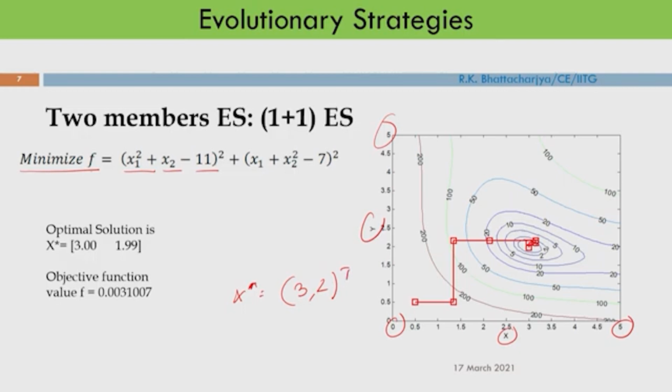Okay. So, this is the solution, and I have applied 1 plus 1 ES, and I got this solution, that is 3 and 1.99. So, this is the solution of this particular problem. Anyway, function value is something like that. So, I will also show you the R code for solving this particular problem.